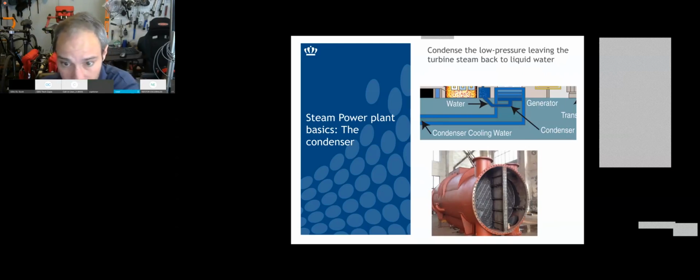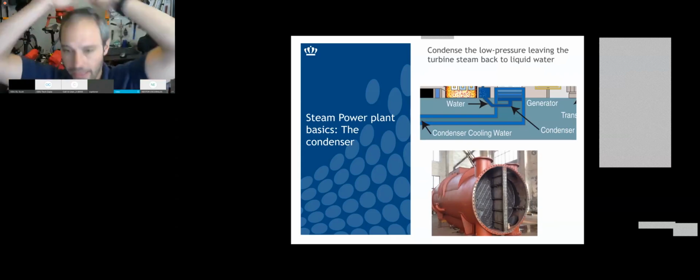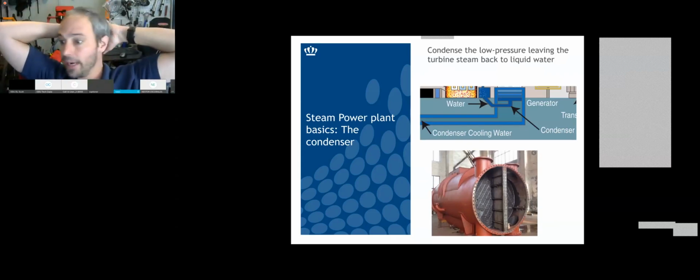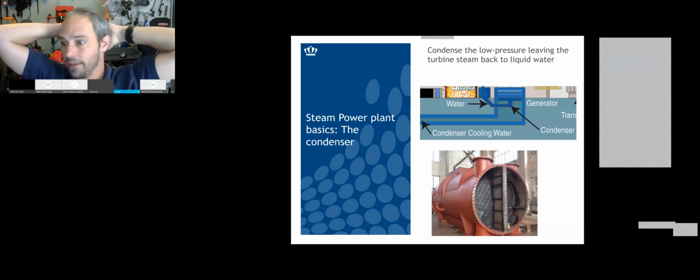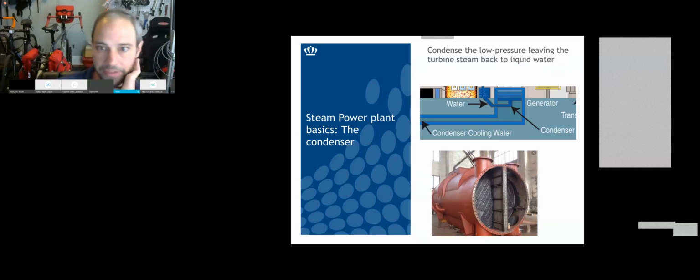Those tubes have the cooling water going through them, and then you have the steam rushing past them. The steam is at a much higher temperature than the cooling water, so it cools down and ends up condensing, and it comes out the other side as a liquid again, no longer vapor. And then that gets fed back up into the boiler, and it repeats the cycle. So that's a condenser.